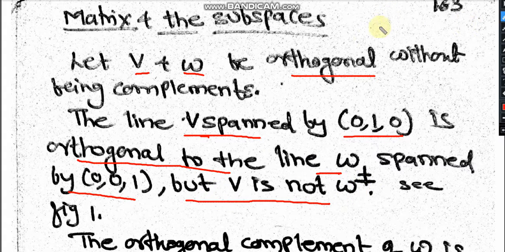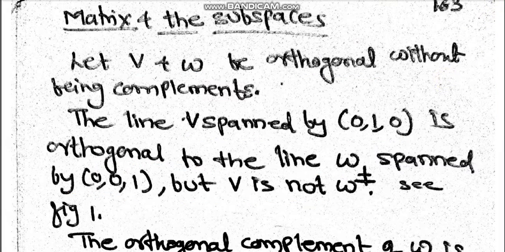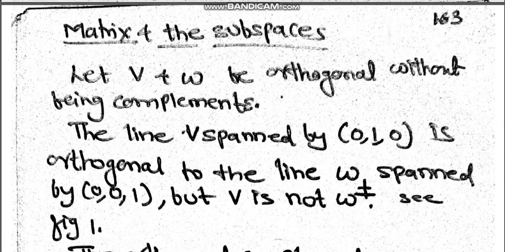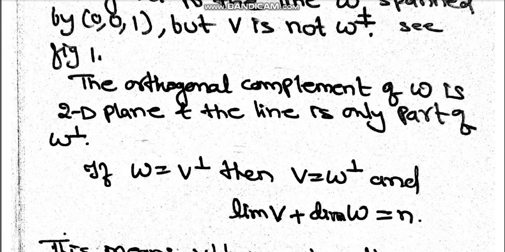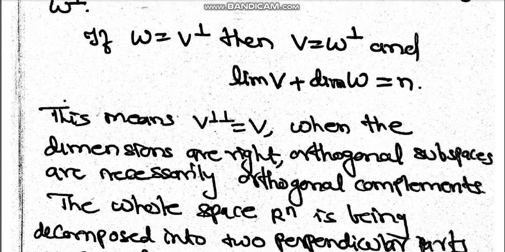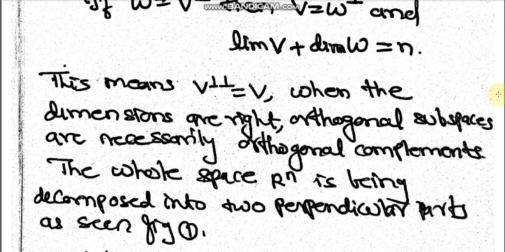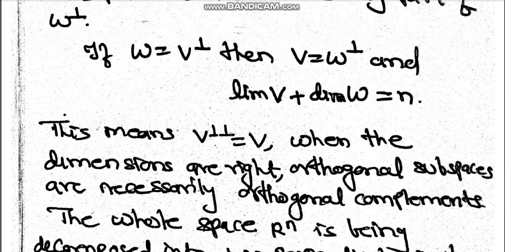That is, W is not an orthogonal complement to V. That is what I showed you in the previous figure. Here I'm showing you the same thing, talking in terms of the figure above. So that I have explained to you. Coming to one more thing.